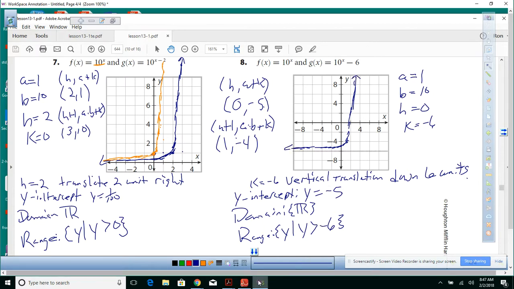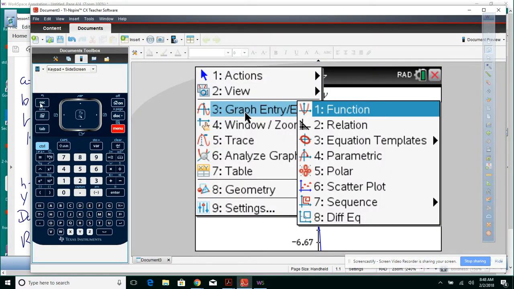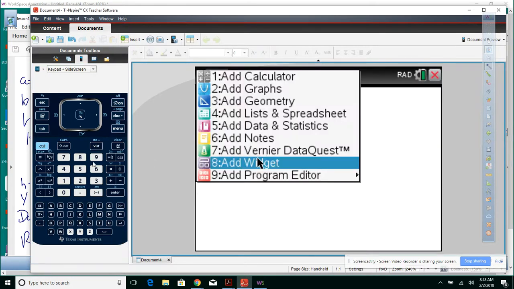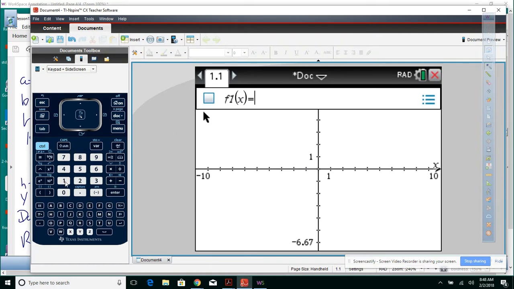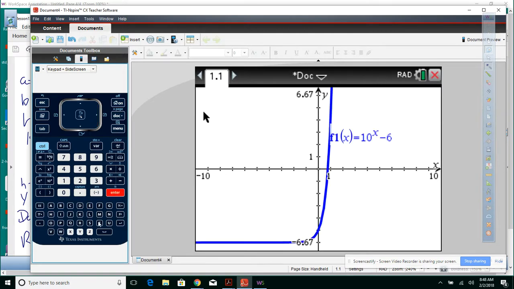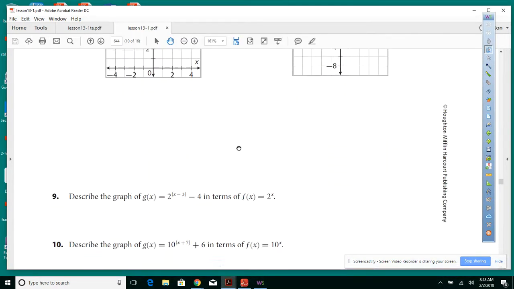How does that look? Let's try that on the menu, on a new document. And graph 10 caret x minus 6. And it looks like that. All right, see, 1, 2, 3, 4, negative 5. Is that what we, yeah, there we go. All right, so we're doing good, folks.